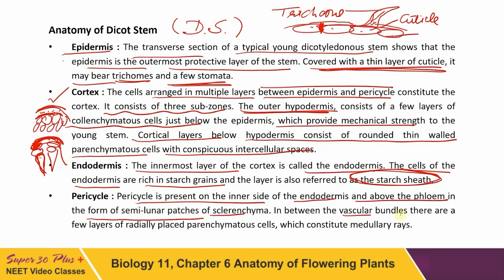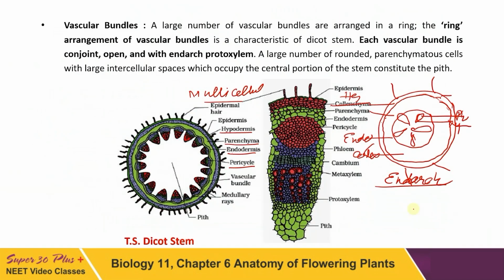In between the vascular bundles, there are a few layers of radially placed parenchymatous cells which constitute the medullary rays. You see that these are the vascular bundles and these are the parenchymatous cells which make the medullary rays. Is it clear? Come to the next now.